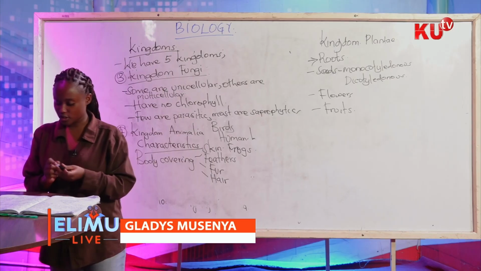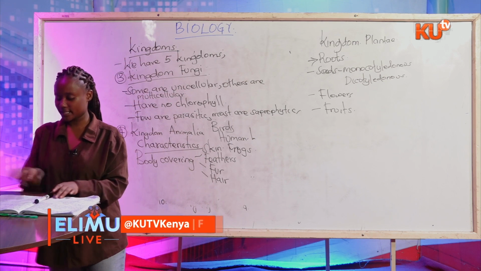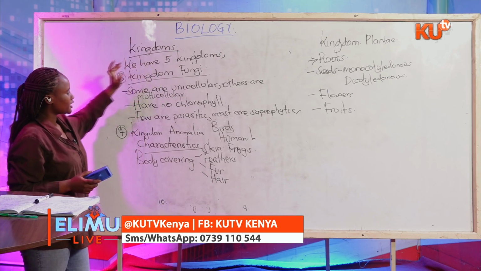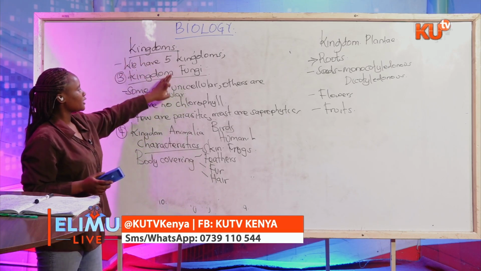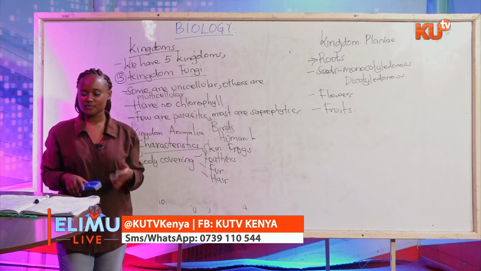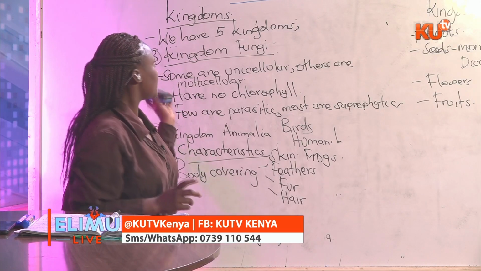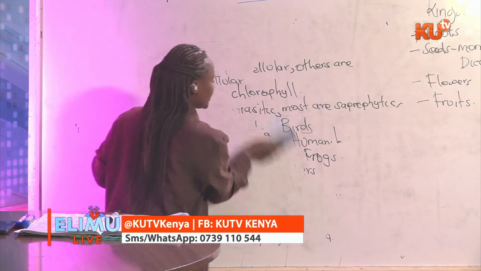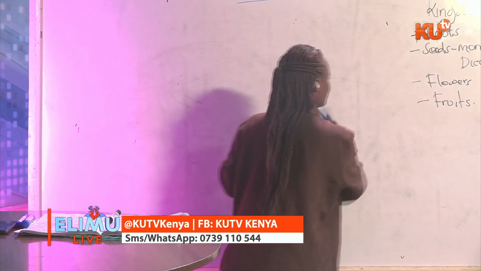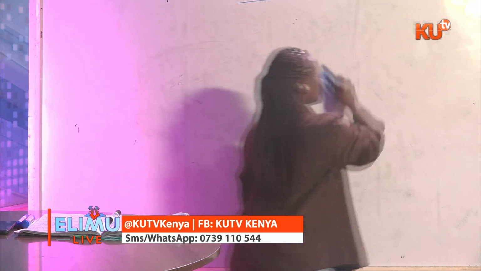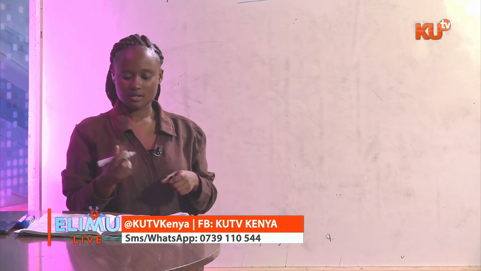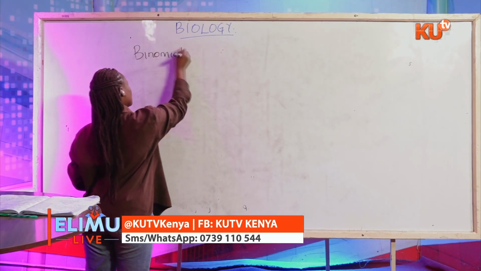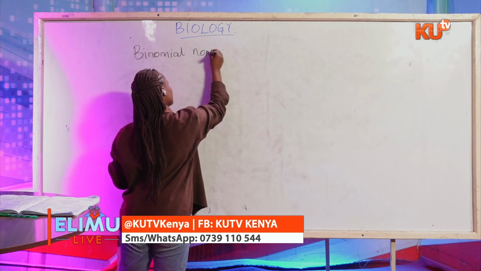Now we move on to binomial nomenclature. So we have 5 kingdoms: kingdom Animalia, kingdom Plantae, kingdom Fungi, kingdom Protoctista, and kingdom Monera. Now let's move on to binomial nomenclature.